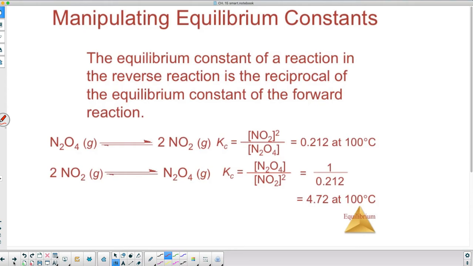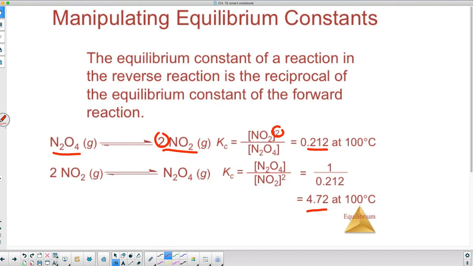The forward reaction goes from N2O4 to 2NO2. That would give us products over reactants. The 2 comes from the coefficient you see for NO2, and that gives us a Kc of 0.212 at 100 degrees Celsius. Now, if we're looking at the reverse reaction, notice that the Kc for that puts the N2O4 on top as a product and the NO2 squared as a reactant. And notice that's 1 over 0.212, which gives us 4.72.